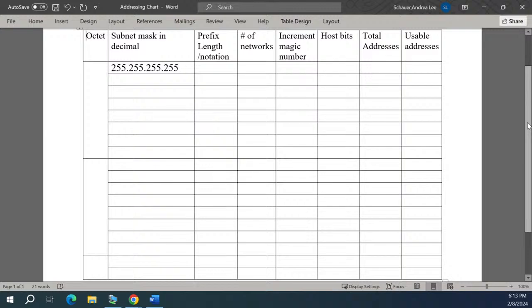255, 255, 255, 255. What would the prefix length be for that? 32. So let's just plug in 32. This is more or less the table that we do. What would come after 255, 255, 255? What would the next one be? If it's a third, 254, right? So let's do that one. 255, 255, 254, 254.